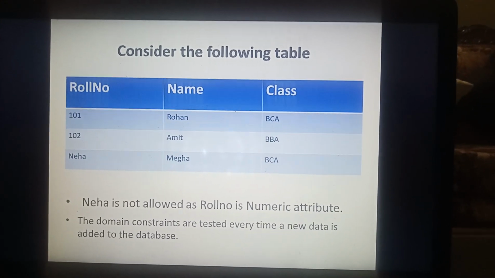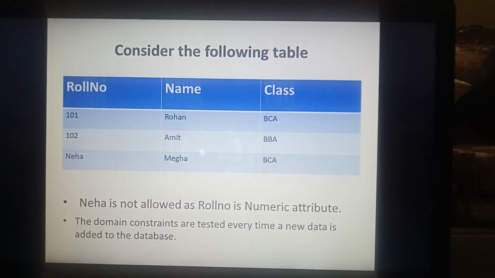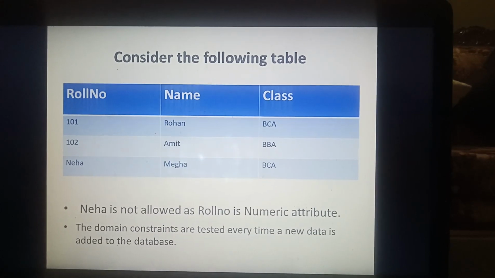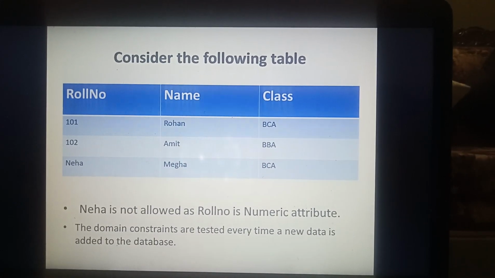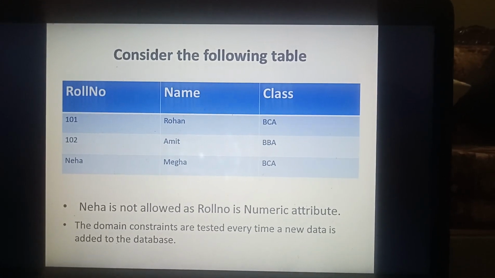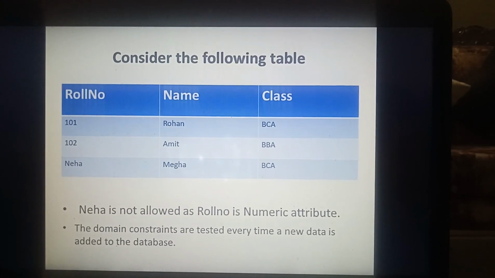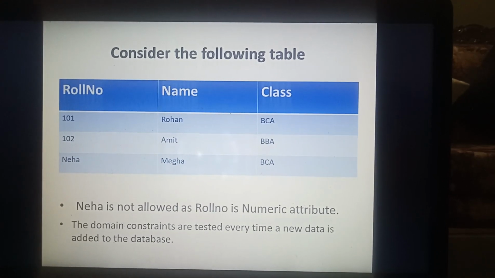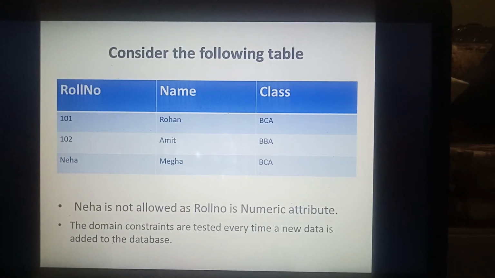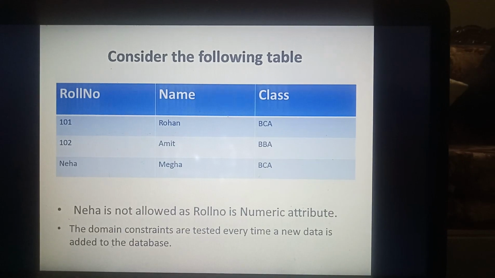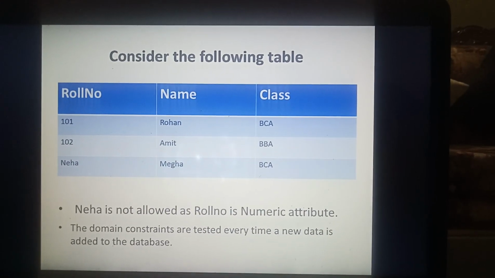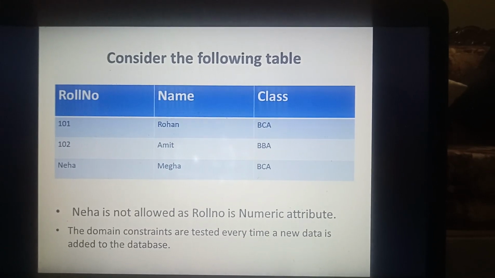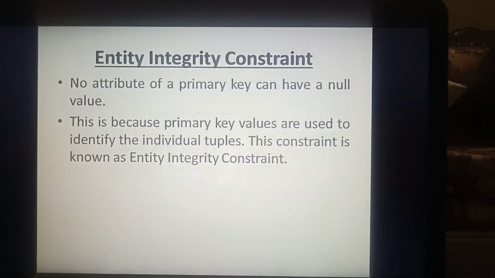But as you can see, in the third tuple we have the value Neha in roll number. Now this is a character value which is assigned to a numeric attribute. So this is not allowed because the domain of roll number is only numeric type. So the domain constraints are tested every time new data is added to the database.